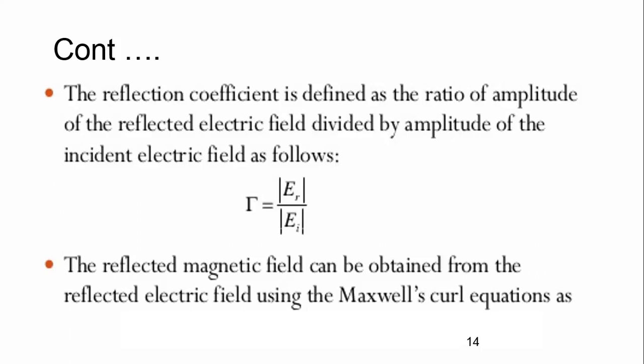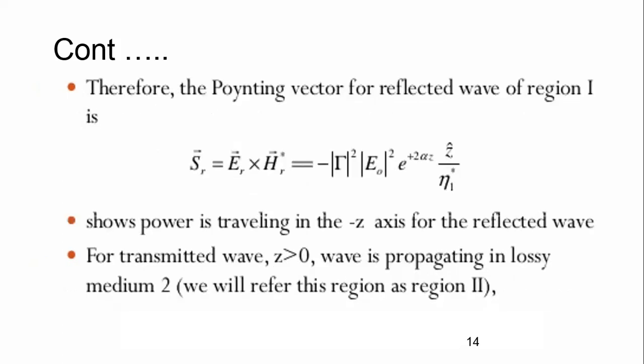Similarly, while writing the expressions, tau is the reflection coefficient notation, and this tau is defined as the ratio of the amplitude of the reflected electric field divided by the amplitude of the incident electric field. So R indicates the reflected, I indicates the incident, and that is the electric field ratio. So this tau indicates the reflection coefficient. And for the magnetic field, this can be obtained from the reflected electric field using Maxwell's curl equations. That is also possible to write.